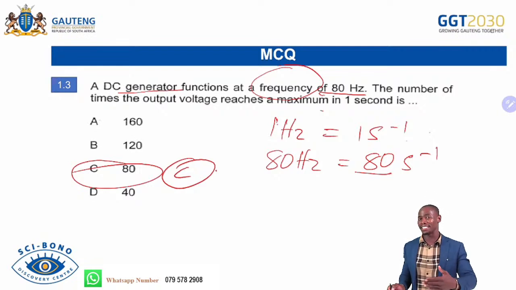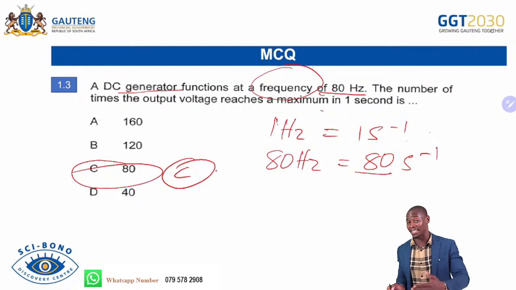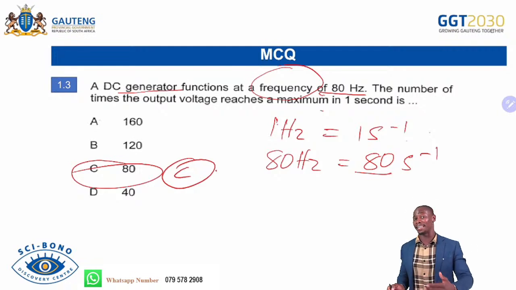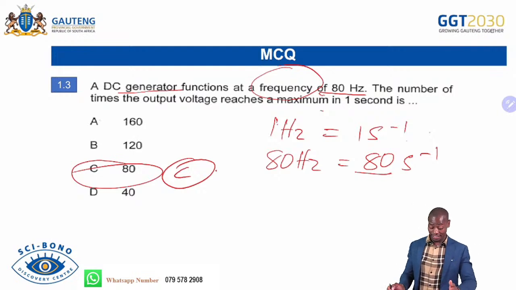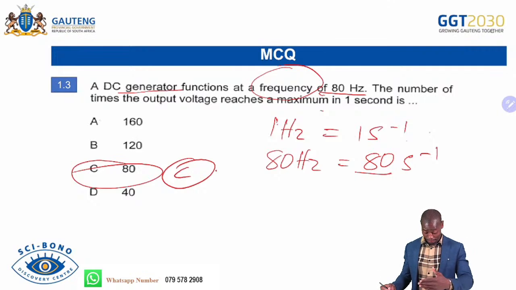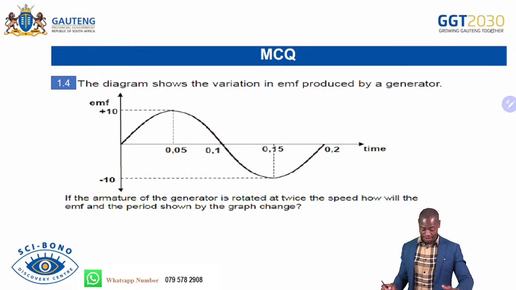So 80 hertz is equivalent to 80 waves per second, to 80 vibrations per second, to 80 full turns per second. All right. So, or 80 turns per second. So that is the meaning of 80 hertz, right? Then this one, the diagram shows the variation in EMF produced by a generator. So they can ask you what type of generator can produce such a graph, right?